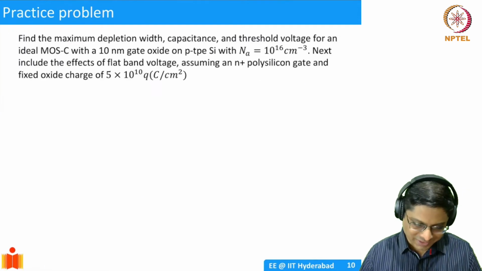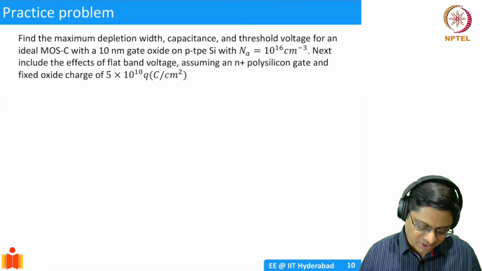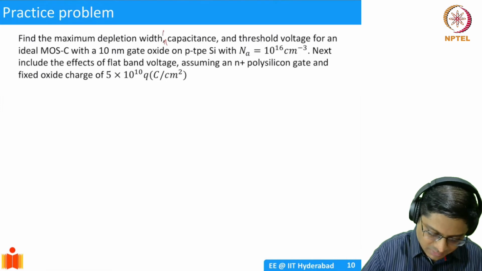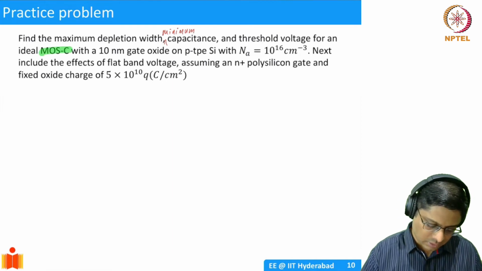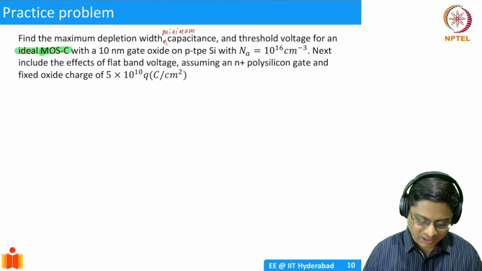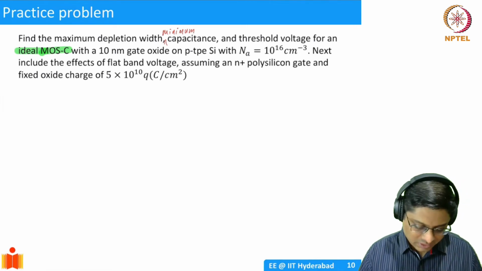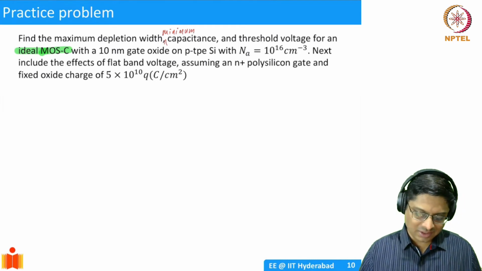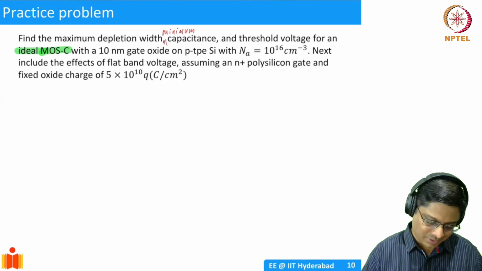And I quickly want to solve the second problem. So this problem is find the maximum depletion width, and let's call this the minimum capacitance and threshold voltage for an ideal MOS capacitor with some 10 nanometer gate oxide and p-type silicon, and Na is given to us, which is good. And then include the effects of flat band voltage, assuming N plus polysilicon and fixed oxide charge. Oh well, this is going to be interesting. Again, it's going to be another long problem.